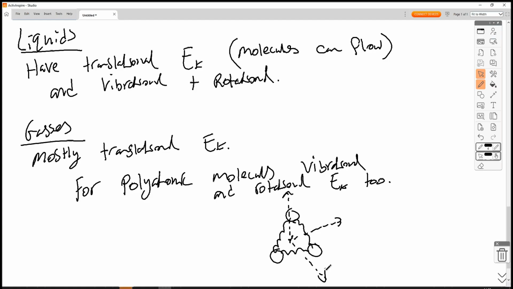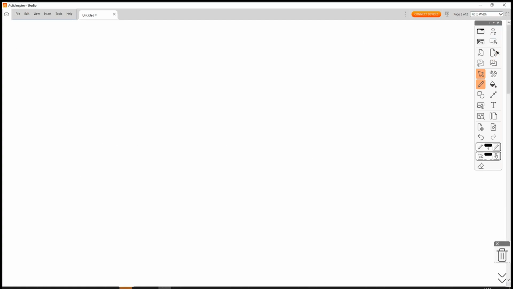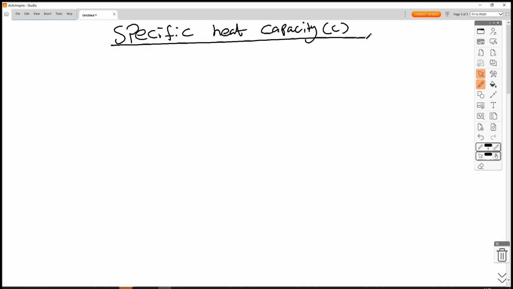Right, let's start a new page. The new title here is specific heat capacity, which is something that you actually do at GCSE. But we're going to also talk about non-specific heat capacity, so just heat capacity, because that's not really something that's touched upon that much.